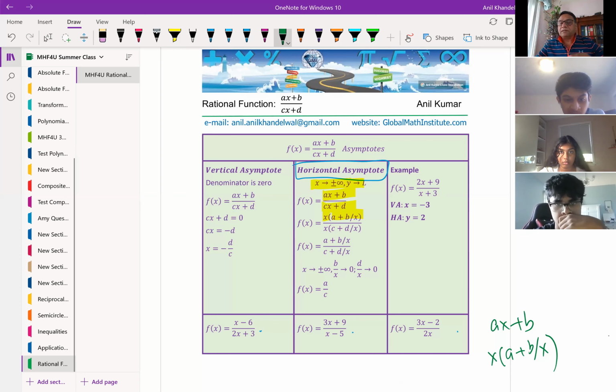Very important step. And that is what I did for the denominator also. I took x common, I get c plus d over x, correct? Now I can cancel the x. What do I get? A plus b over x, c plus d over x, correct?